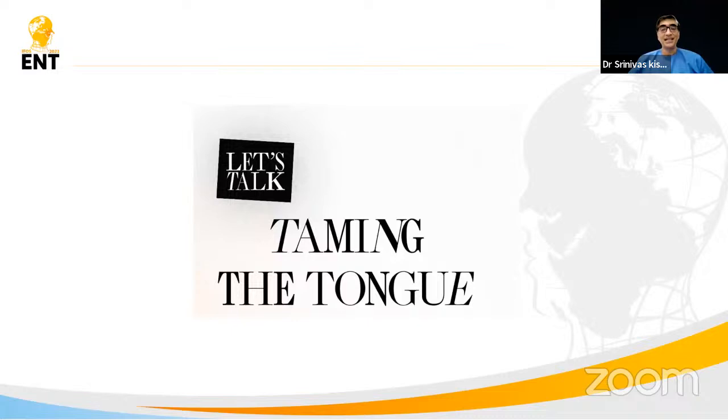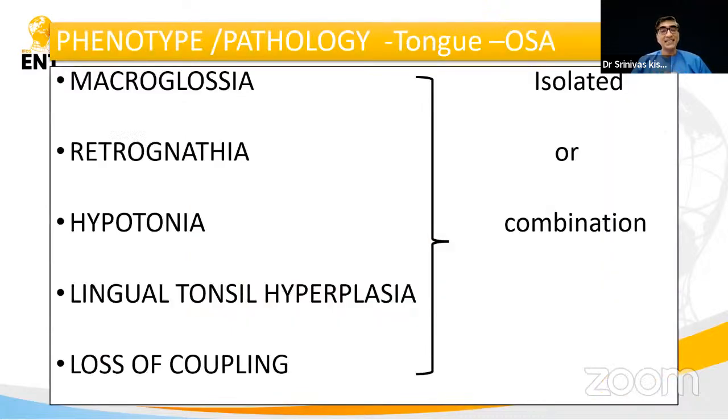So let's talk about taming the tongue now. When you look at the tongue, you have to phenotype it into these basic categories. So tongue base comes in these different types. You either have a macroglossia, that means an absolute macroglossia, just a beefy tongue, a tongue wherein there is a lot of fat or a lot of muscle. Then you have retrognathia. That means it's not an absolute macroglossia, but a relative macroglossia. So for that tongue, the jaw is too small. Then you have hypotonia. Then you have lingual tonsil hyperplasia, and then you have loss of coupling.